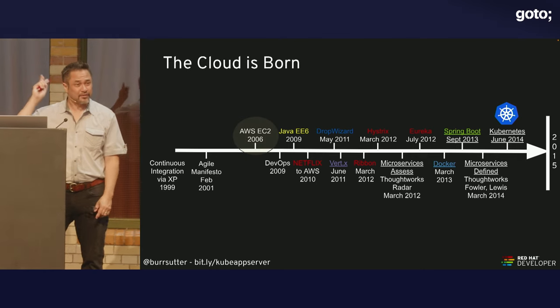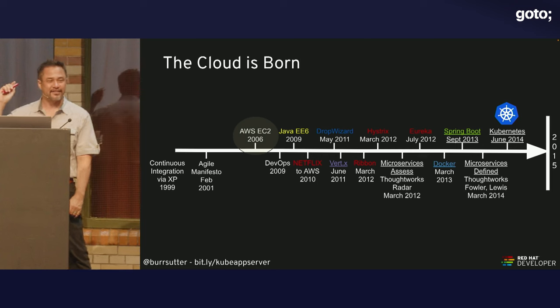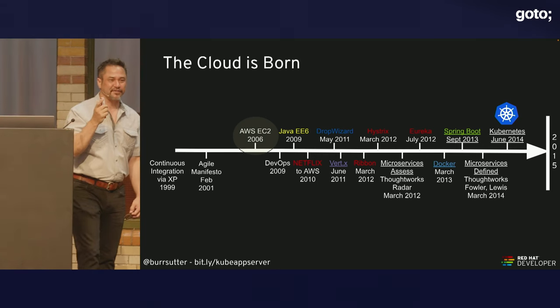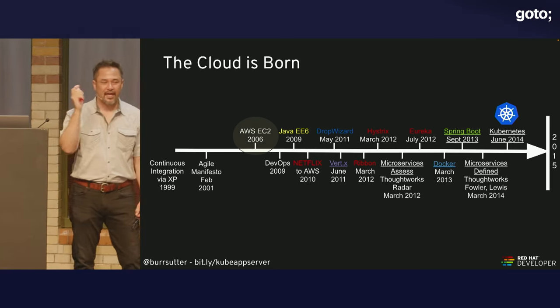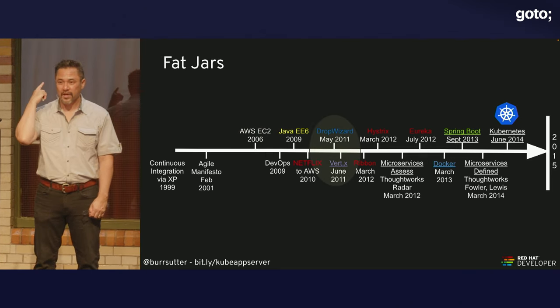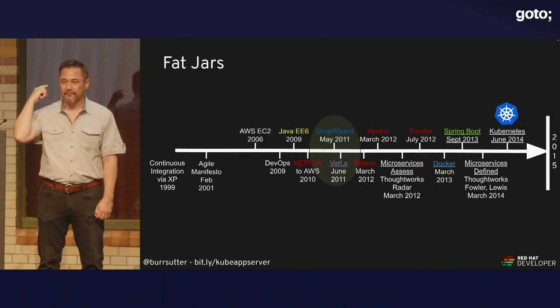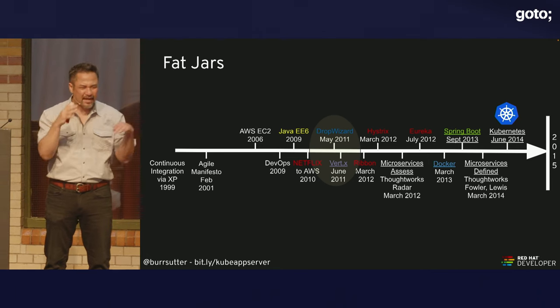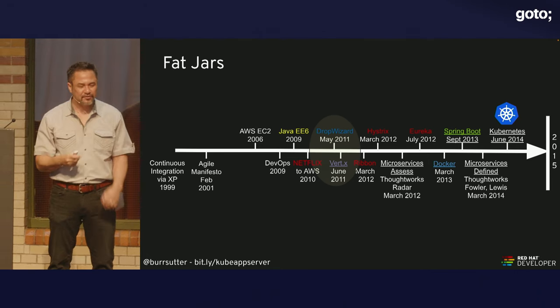As a matter of fact, the cloud was invented in 2006. S3, the first cloud service, and then EC2 after that, came in 2006. It's been a long time. And then you can see where we had fat jars invented back in 2011, Vert.x and DropWizard, so you could pack your application server stuff into a fat jar.